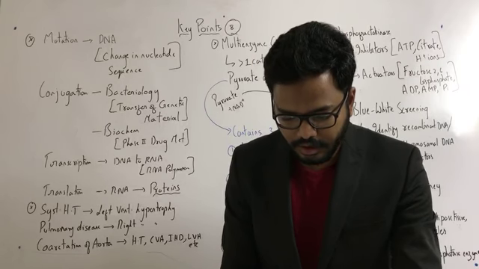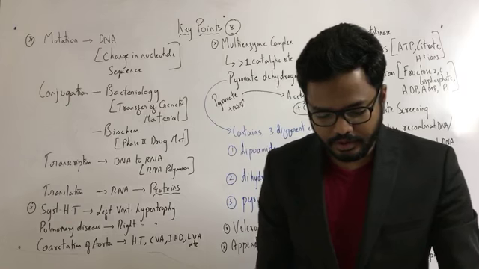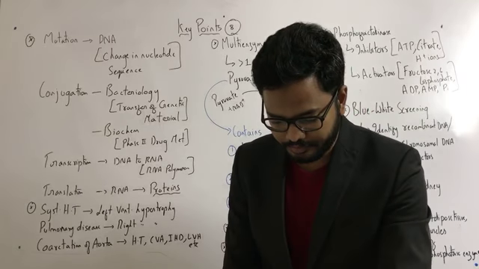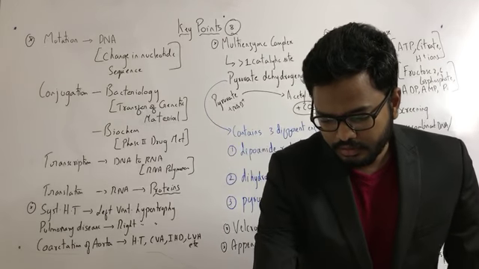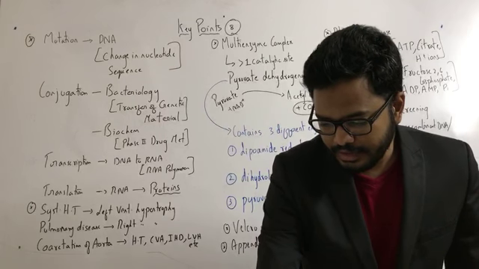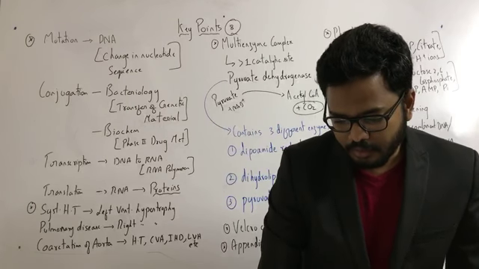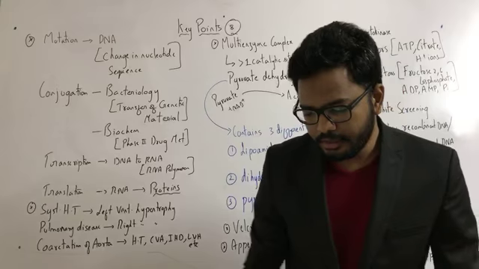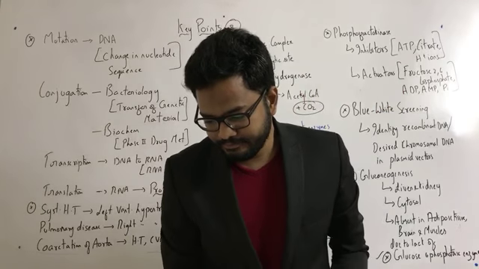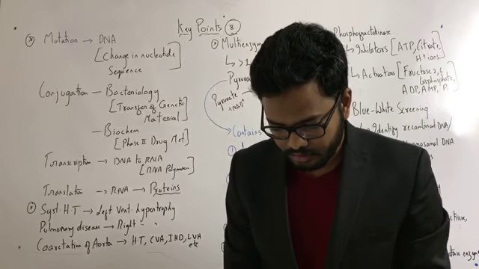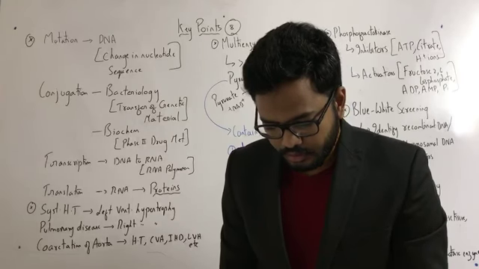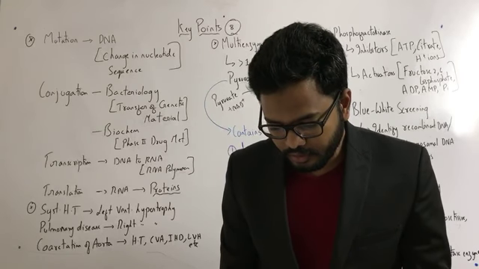Yes. The last question. Test used for Dubin-Johnson syndrome: gamma glutamyl transferase, serum amylase, bromosulfalein test, hippuric acid test. So what is the test used for Dubin-Johnson syndrome?